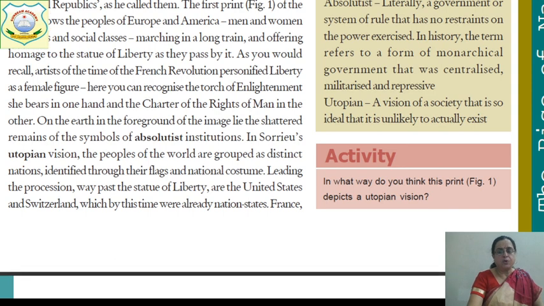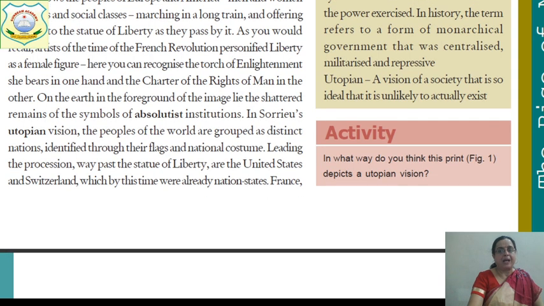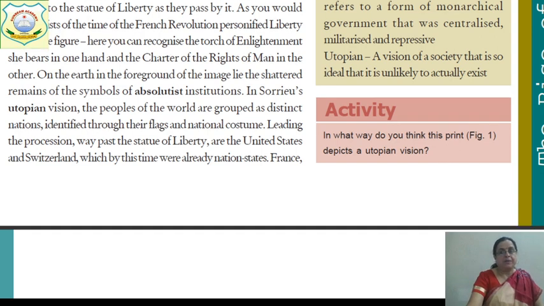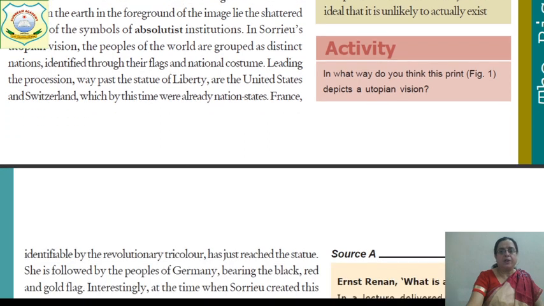So in Sorio's utopian vision, the people of the world are grouped as distinct nations, identified through their flags and national costume. Then you have to name the countries which were leading the nations. You have to name the nations which are leading this procession. So leading the procession way past the Statue of Liberty are the United States and Switzerland. So do remember that. You have to name the nations who were leading this procession, United States and Switzerland children, which by this time were already nation states.